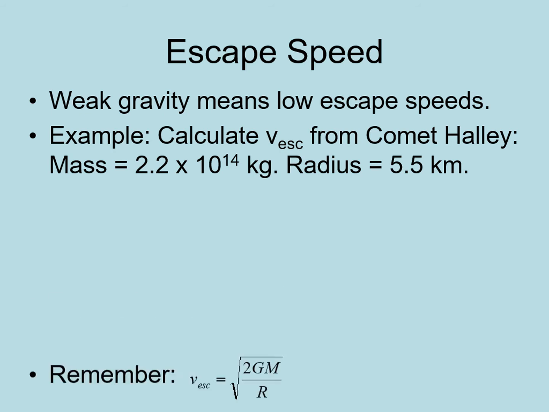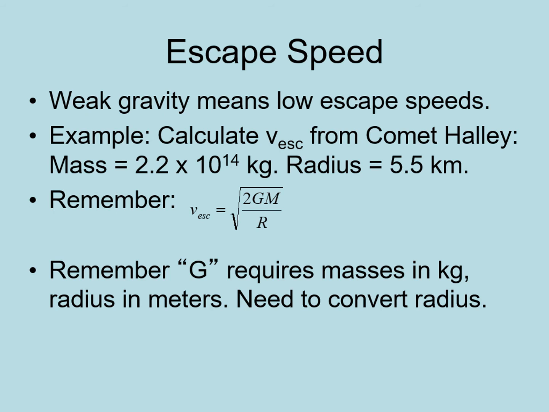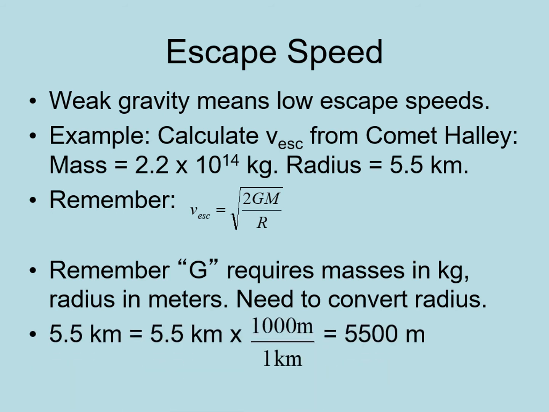As we saw earlier, the escape speed is given by the square root of 2 times the gravitational constant times the mass of the body you're escaping from, divided by the radius. Since the gravitational constant is in there, the mass has to be in kilograms and the radius has to be in meters. Since the radius is currently in kilometers, we'll have to convert it to meters. The conversion factor here is 1,000 meters divided by 1 kilometer equals 1. So multiplying that by 5.5 kilometers, we get 5,500 meters.